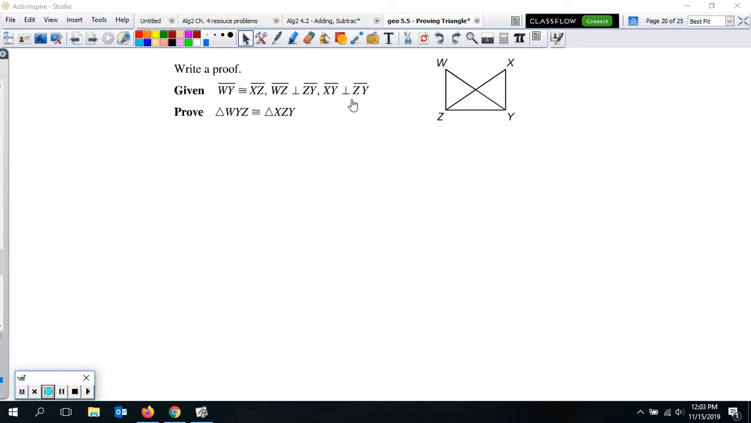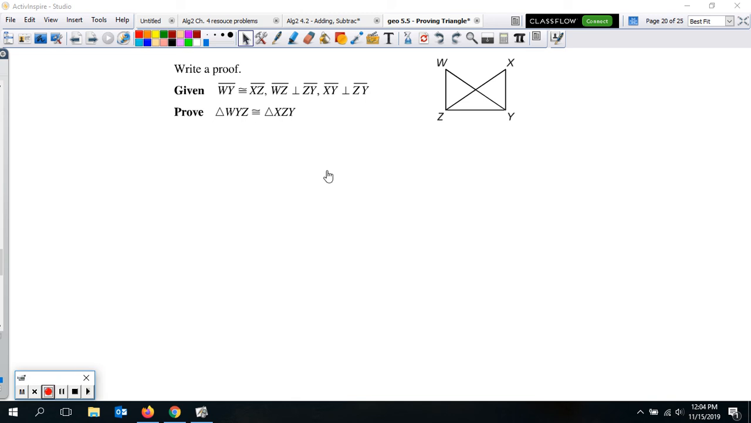We're also given that some things are perpendicular. So WZ is perpendicular to ZY. That makes this a right angle right here, making it a right triangle. And then XY is perpendicular to ZY right here, making that also a right triangle. So these are two right triangles according to the perpendicular. But we would need to actually say that. We can't just assume that. We would need to actually say that using the definition of what right angles are.